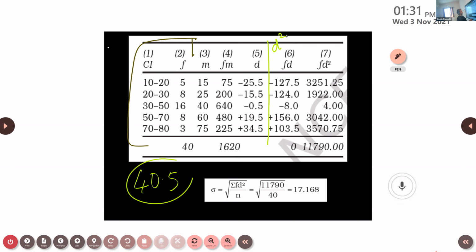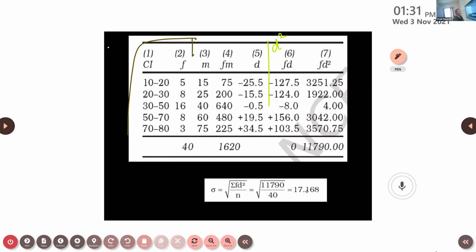Here sigma FD square, that is, this is the total, divided by N, that is 40. You are getting square root of 11790 by 40. Answer is 17.16. You can solve this and this, then you can find the square root. That is, simplify it, then you find the square root.